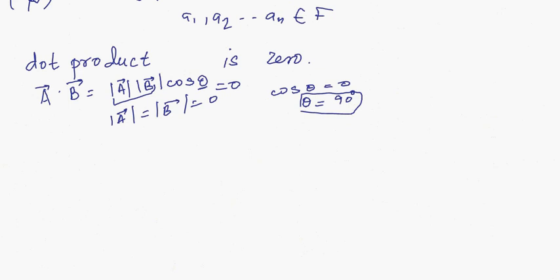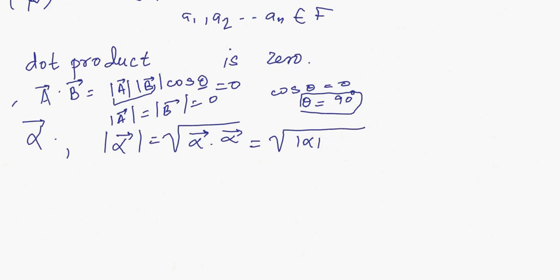So the dot product also gives us another way to look at the magnitude of vectors. That is, if I have a vector alpha, then its magnitude is the square root of the dot product with itself, right? Because you can see it if I use this particular expression of dot product. Okay, so then we have defined what a unit vector is. A unit vector is one that has unit dot product with itself. So all these things you already know.